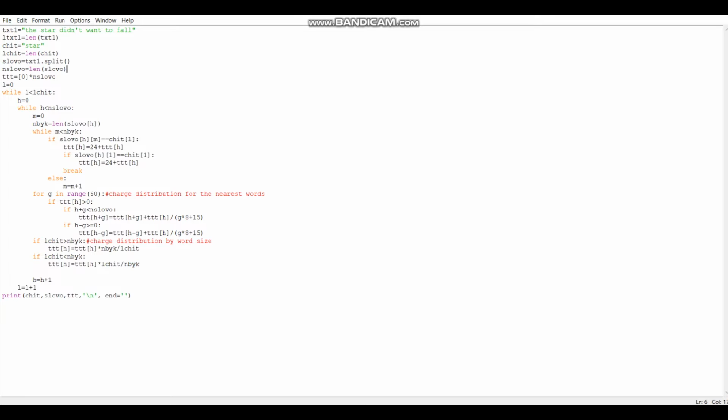In the proposed algorithm, the letters of the word "star" are read, each letter is assigned a charge that decreases with time. It is not a time variable that is used here, but the course of the cycle. As soon as the letter of the word "star" becomes equal to any letter from the line "the star did not want to fall", then this word with the number h acquires a charge. Then all the words nearby acquire a charge.